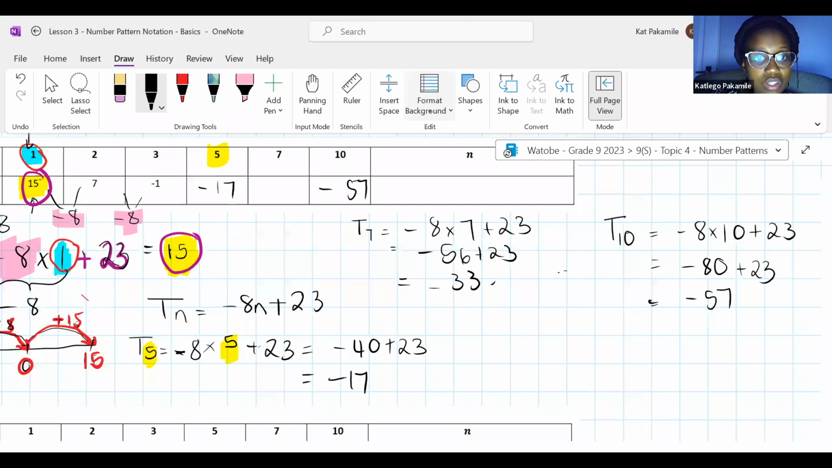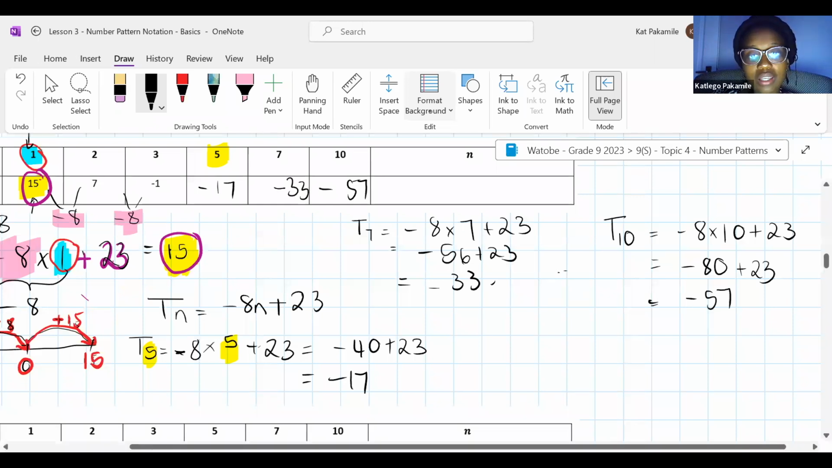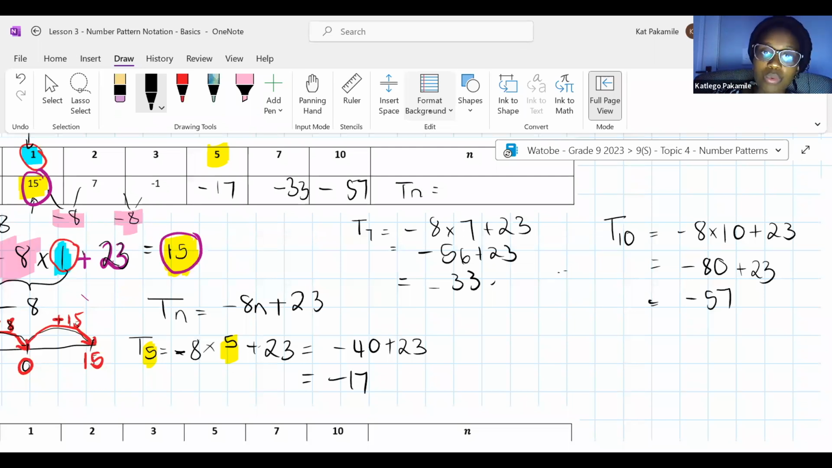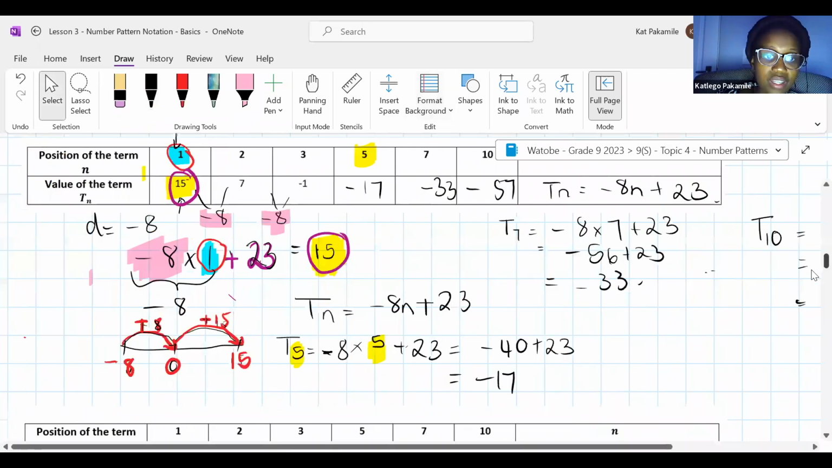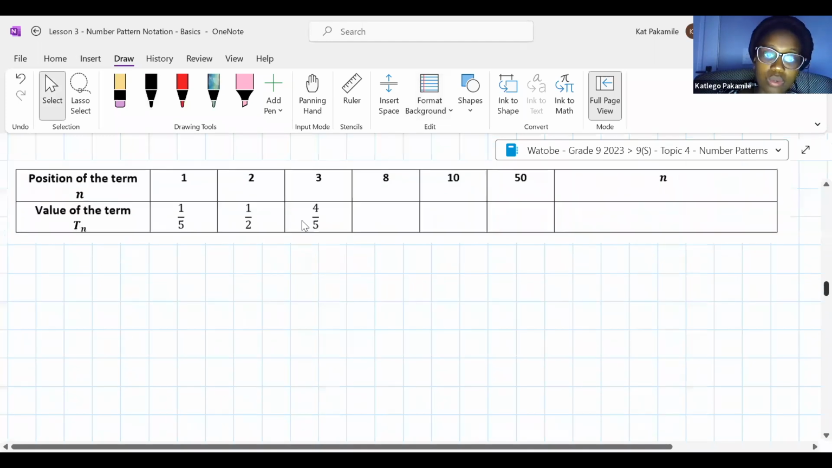I need to fill these in so that I know your answer. So negative 33. So our TN, guys, is negative 8N plus 23. There is a shorter method to do this, and I'm going to do it on Wednesday. Everyone who knows how to do it, be patient, okay? It's important that you know this method as well. Be patient. I think we're doing pretty well. And I think we can skip that one and go to this one.